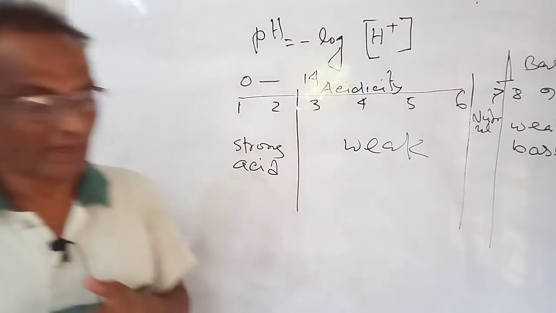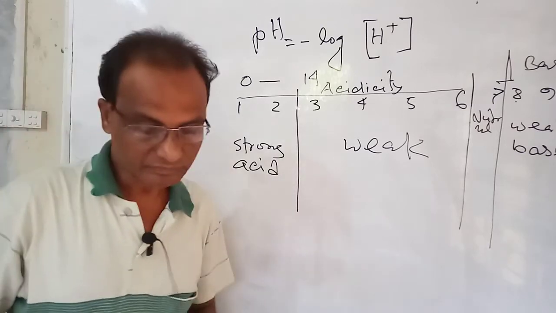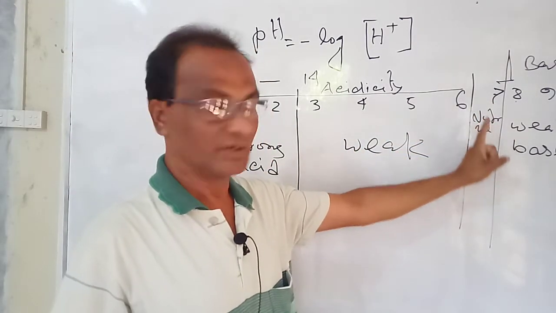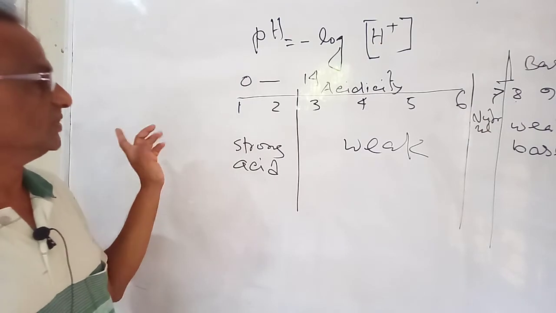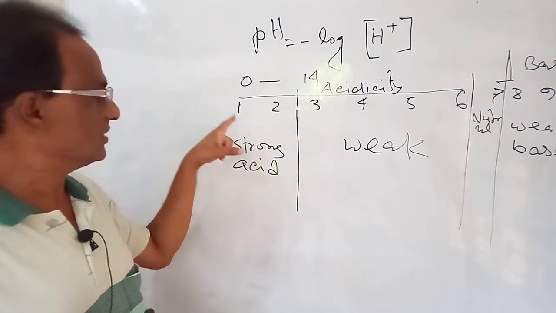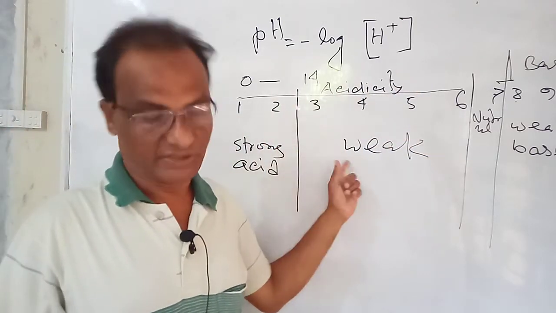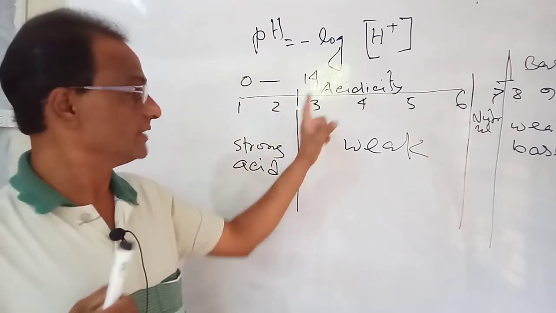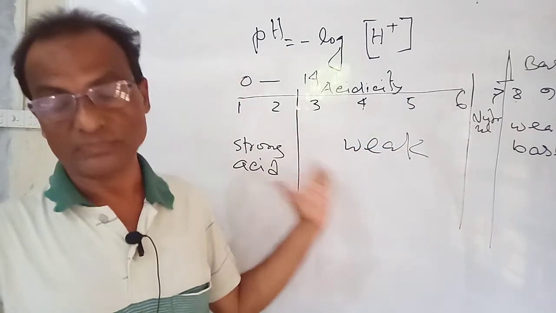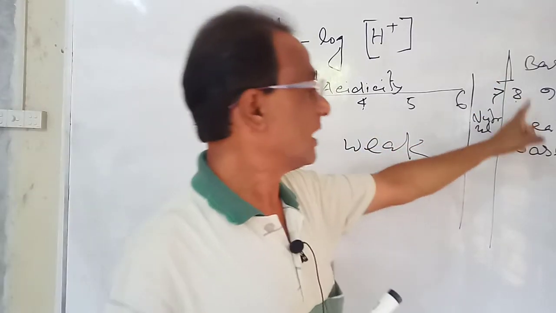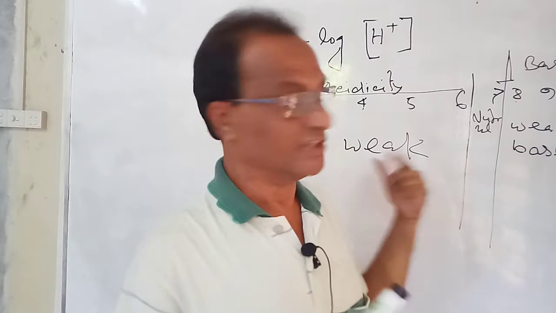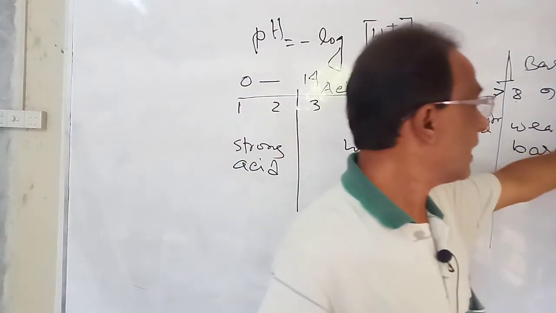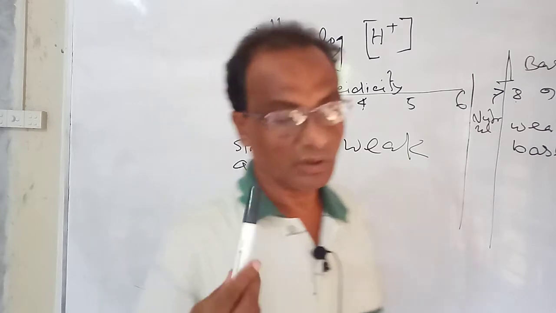So we can again define: if the value of the pH of the solution is 7, it is called neutral. If the value of the pH of the solution is 1 to 6, it is called acid. If we have pH 1 to 2, that is strong acid, and 3, 4, 5, 6 is weak acid. If the pH of the solution is 8, 9, 10 or 11, it is weak base. Basicity properties exhibit here weak base, and 12, 13, 14 is strong base or alkali.